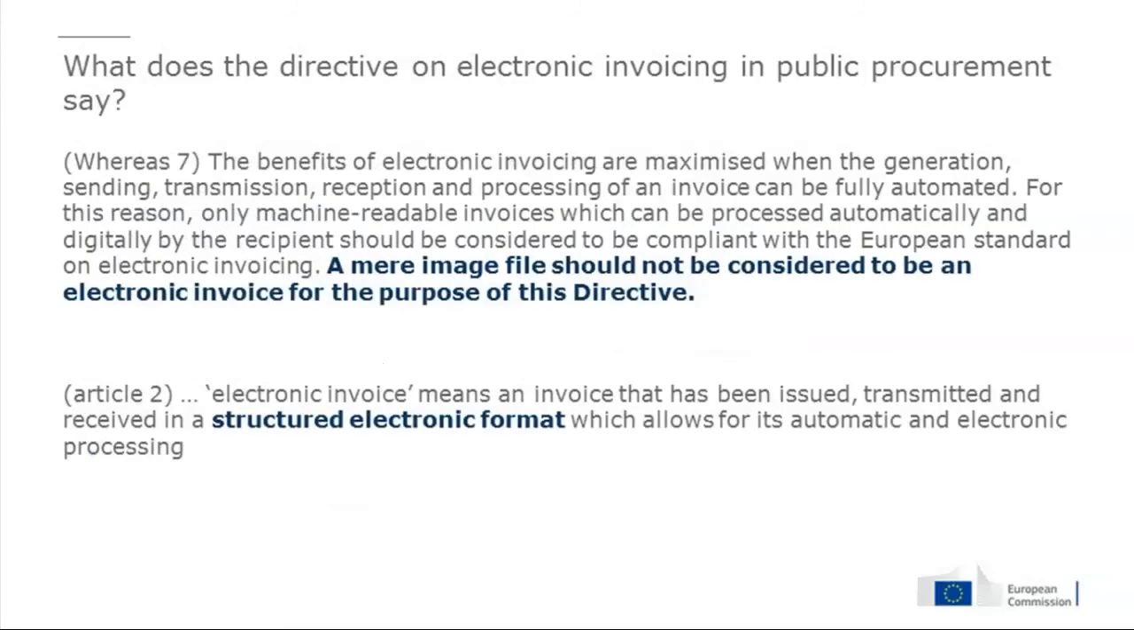Taking a step back and looking at the directive and what it says on European e-invoicing, one thing in the whereas clauses says that a mere image file should not be considered to be an electronic invoice for the purpose of this directive. That's an important thing. Just the image or a representation is not considered to be an e-invoice. And the definition of electronic invoice means that it has been issued, transmitted, and received in a structured electronic format, which allows for automatic and electronic processing. That's just a backdrop on the importance of this topic here.